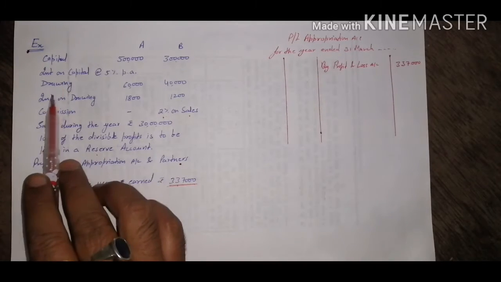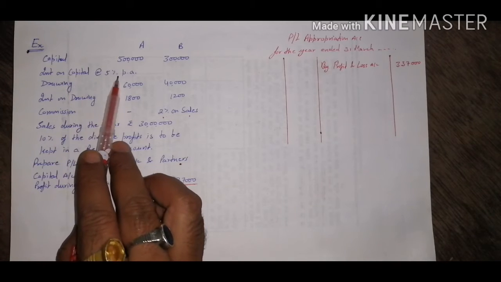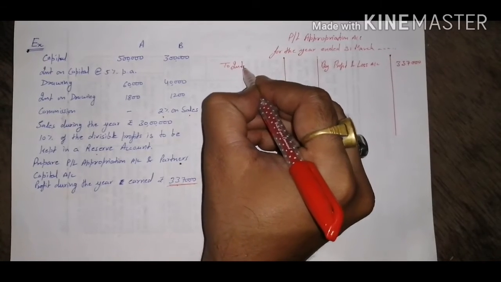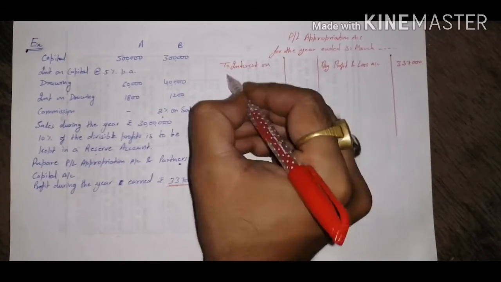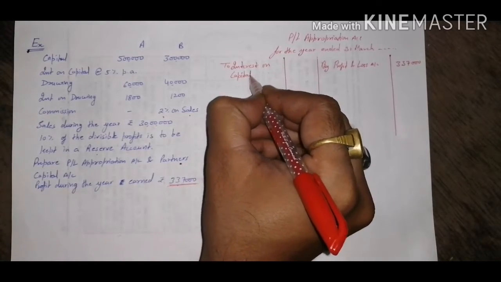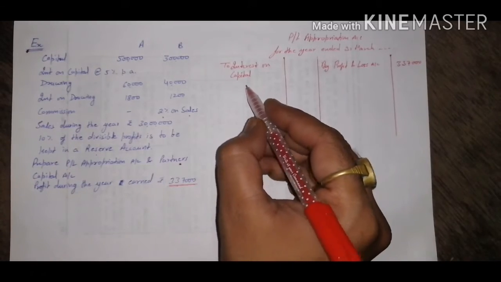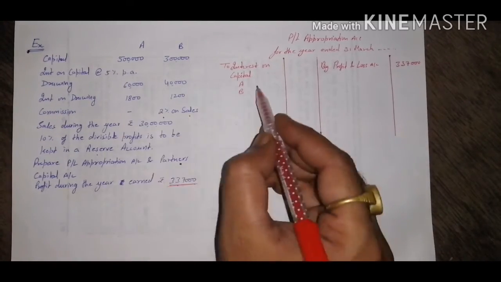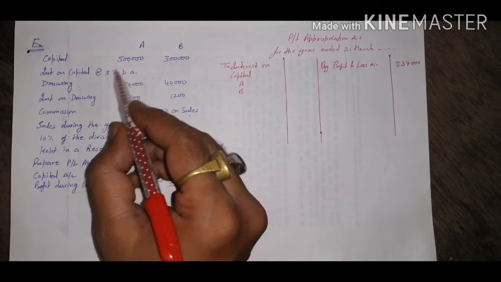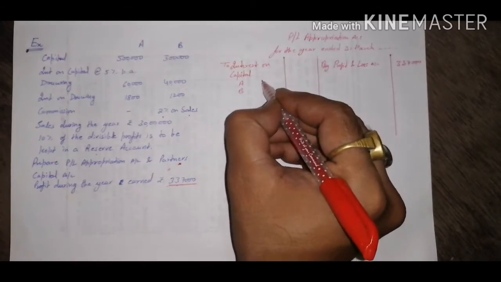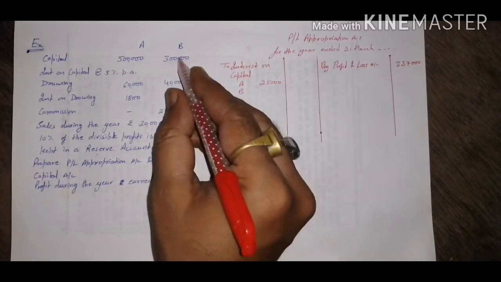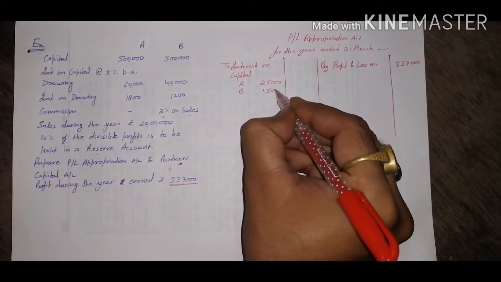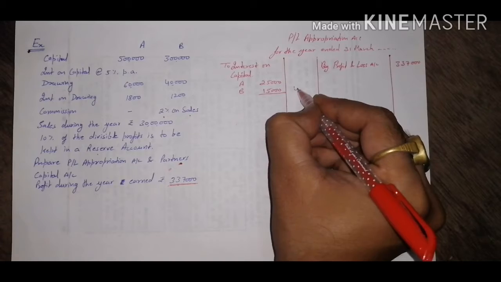Now, according to the partnership deed, interest on capital is provided at the rate of 5% per annum. Interest on capital is recorded on the debit side, as it is a loss provided by the firm. A's capital of rupees 5 lakh at 5% per annum gives 25,000, and B's capital of rupees 3 lakh at 5% gives 15,000. The total amount in the outer column is 40,000.